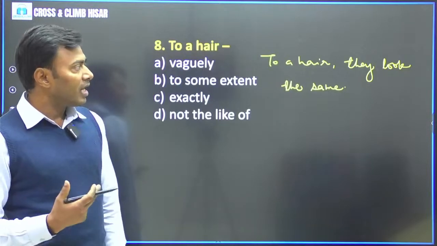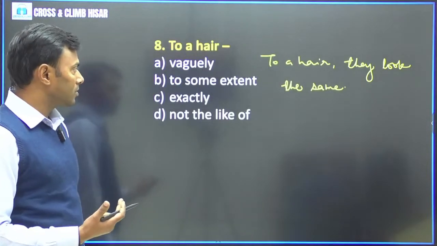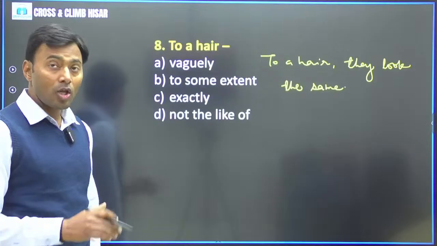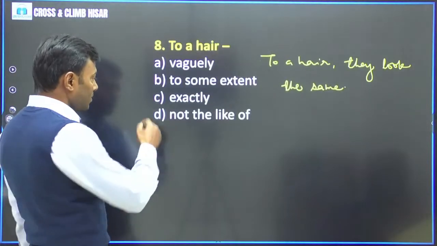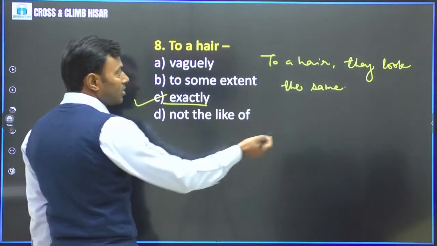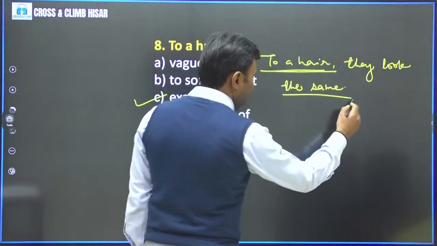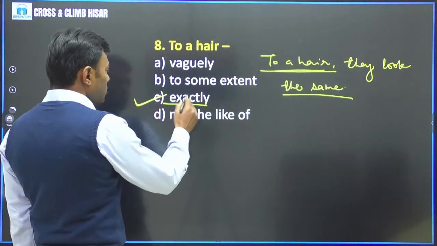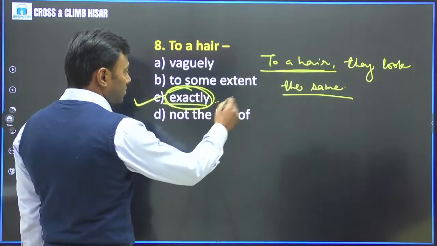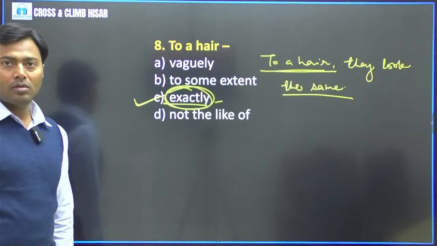If there are 2 persons and they look alike to a hair, it means they look the same, exactly the same. So to a hair means exactly, so exactly they look the same, right? To a hair means exactly, quite similar, right?